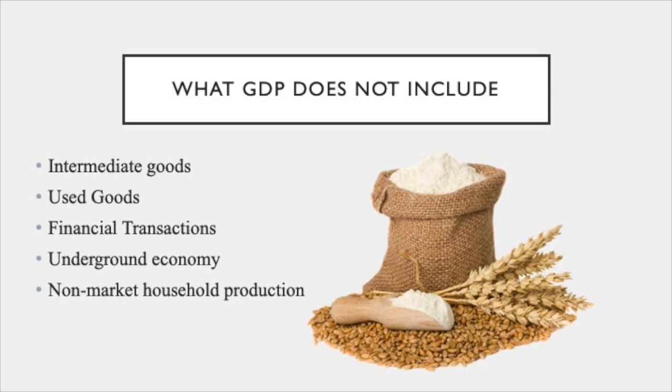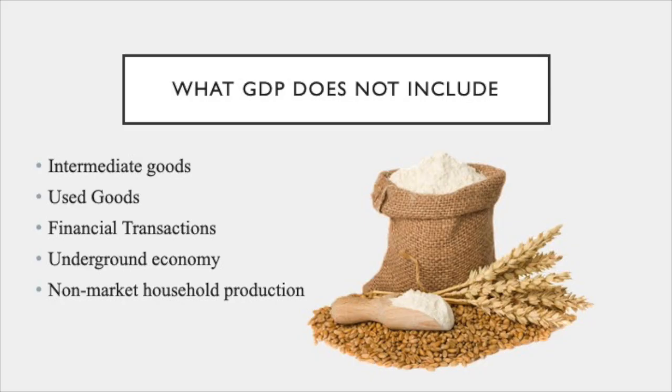Okay, now that we know what GDP measures, we also need to understand what it doesn't include. GDP is powerful, but it doesn't tell the whole story. So number one, intermediate goods. These are goods used to make other goods. For example, flour used by a bakery to make breads or cakes isn't counted separately in GDP because the final bread already includes the value of flour. Counting both would be double counting.